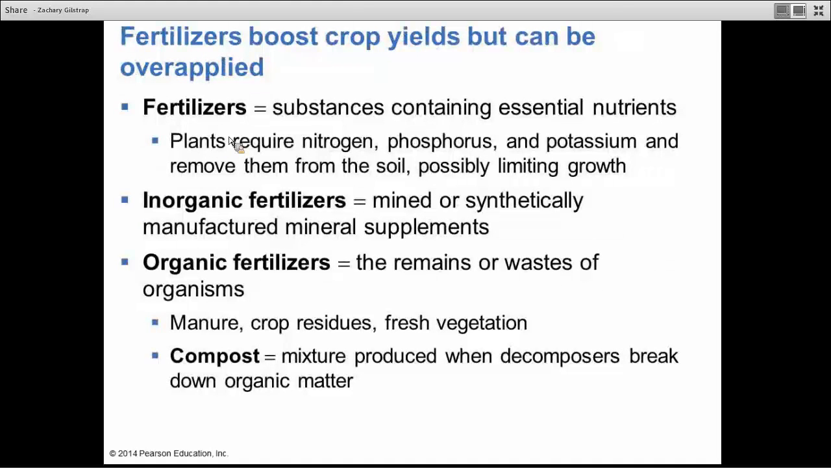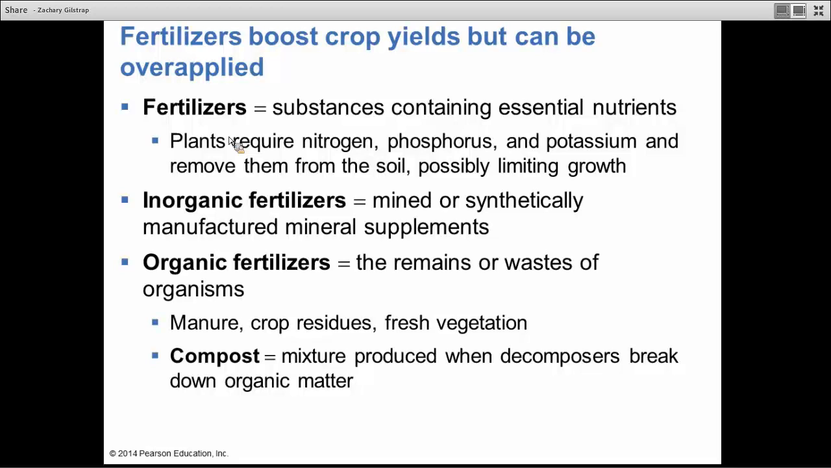So we've all heard of fertilizers. Fertilizers boost crop yields, but they're often very over-applied. We go to great lengths to enhance nutrient-limited soils by adding fertilizer, which are substances that contain these essential nutrients. There are two main types of fertilizers. There's the inorganic fertilizers, and they're mined or synthetically manufactured mineral supplements.